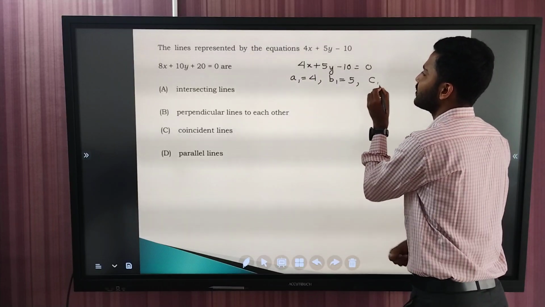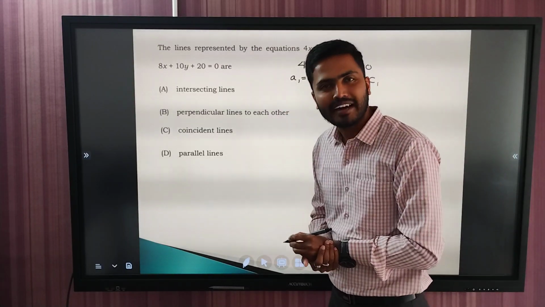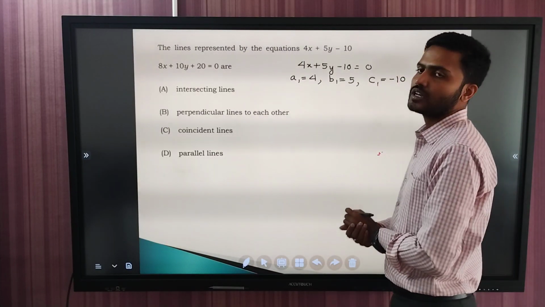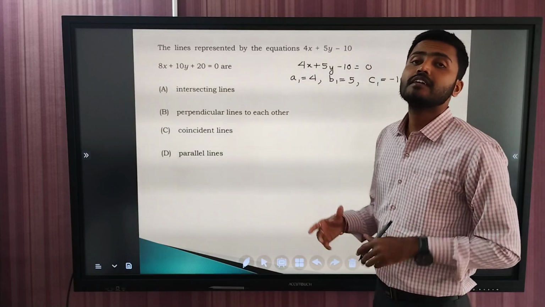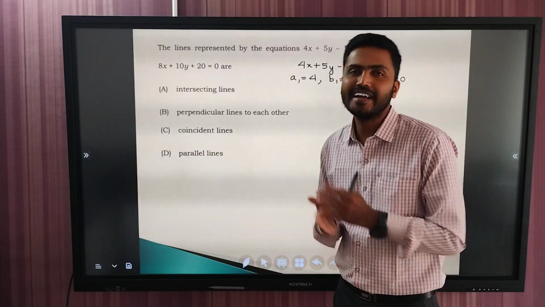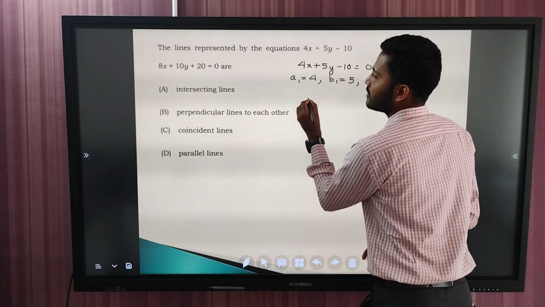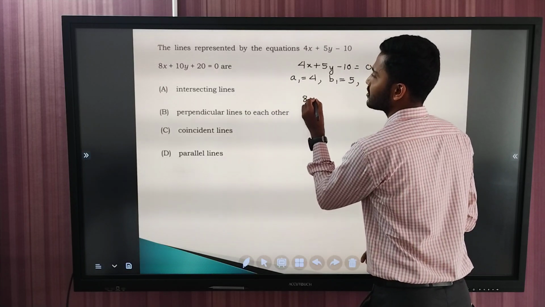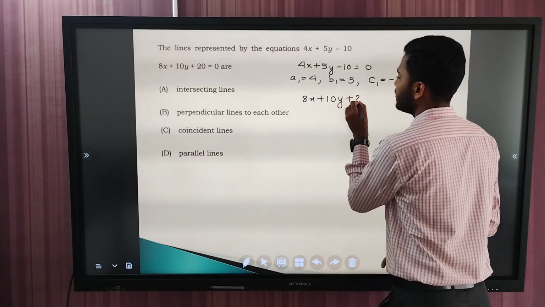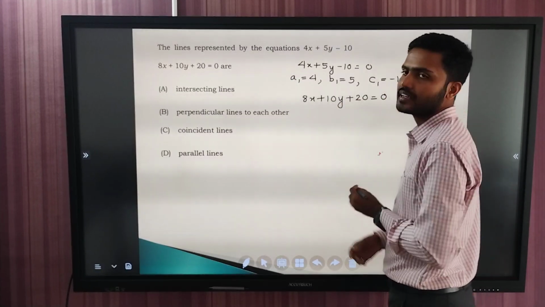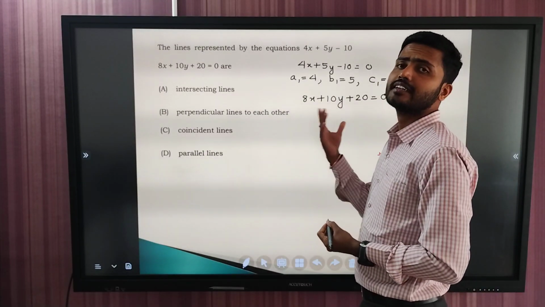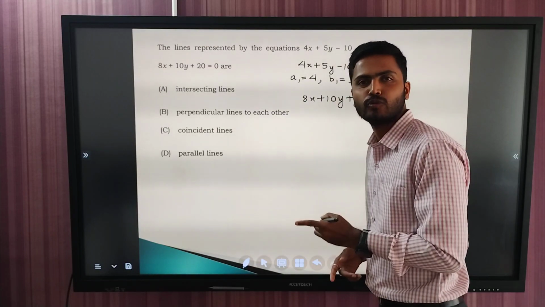And what about c1? c1 obviously is going to be equal to minus 10. So c1 is going to be equal to minus 10. So now that we have got the values of a1, b1, c1, similarly let us find out the values of a2, b2 and c2. Yes. So here 8x plus 10y plus 20 is equal to 0. Okay, so 8x plus 10y plus 20 is equal to 0. So now let us write down the values of a2, b2 and c2.